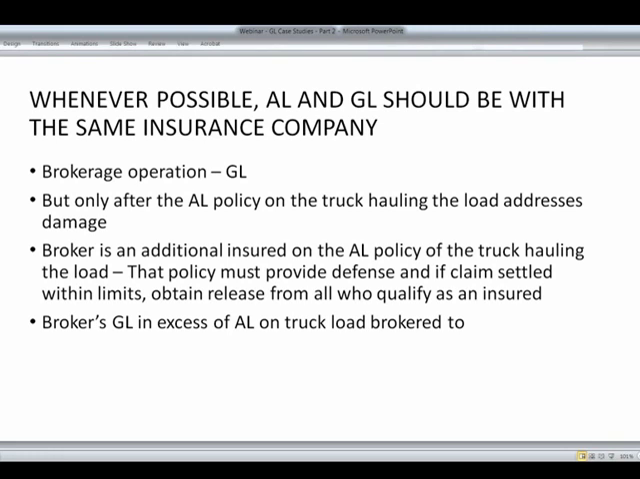That policy must provide defense for the broker, and if claims settle within the limits, obtain releases from all who qualify as insured, including the broker. Then if the claim was not settled, went to judgment, or could not settle within the limits, then the broker's GL will be in excess of the truck's auto liability policy hauling the load.